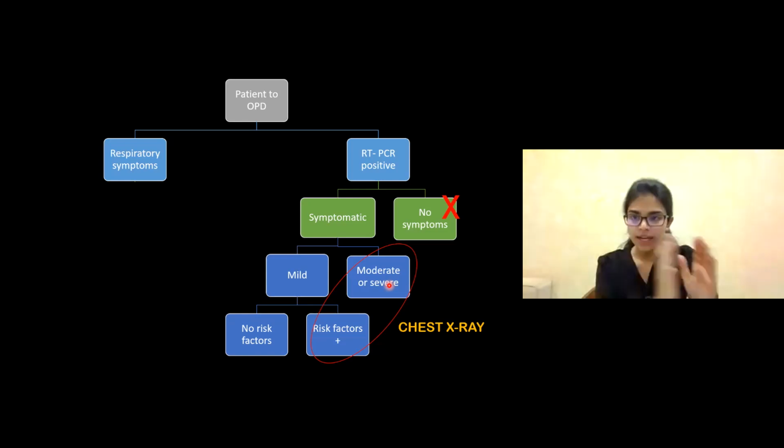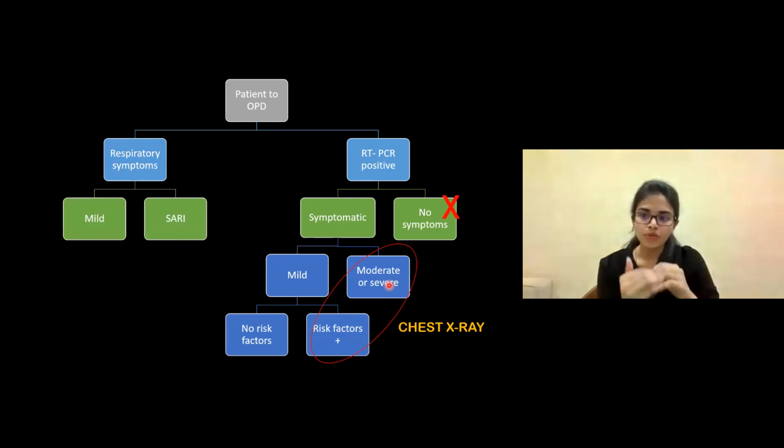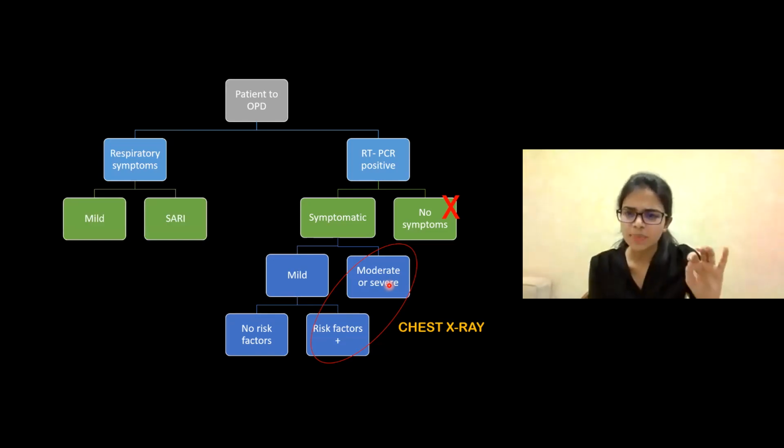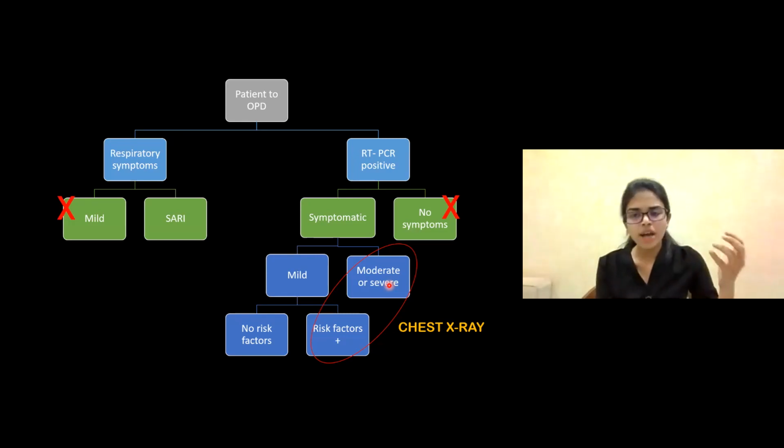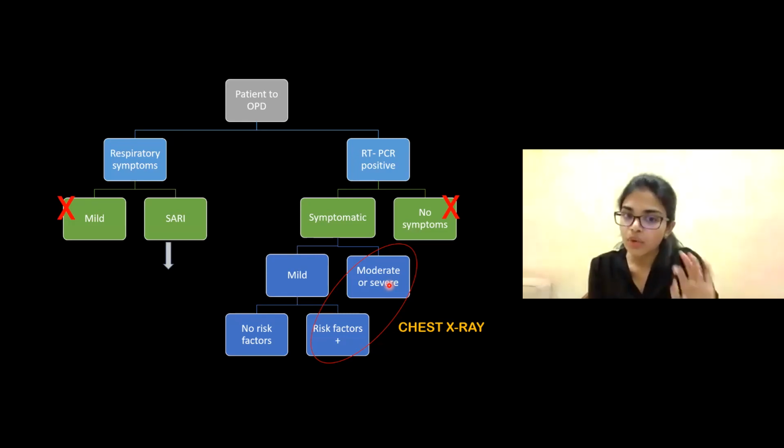Right. So we'll come to the next category where the patient comes to the OP with respiratory symptoms. In this case, we do not know if the patient is having COVID or not, right? So then again, we look for the severity. If the patient is having just mild flu-like symptoms, then we do not have to rush for an imaging immediately. But if the patient is coming with severe acute respiratory illness, in that case, again, we advise the patient to go for a chest X-ray.